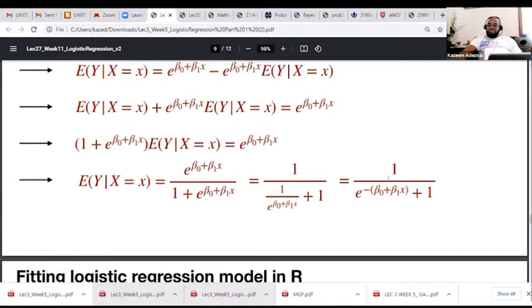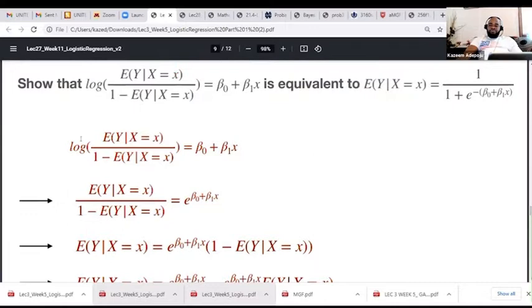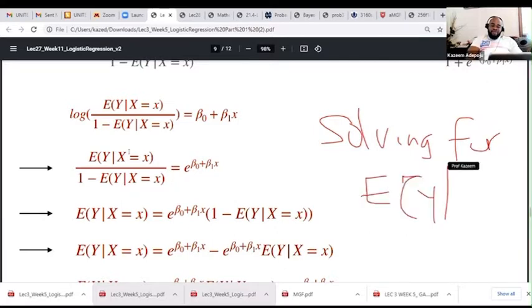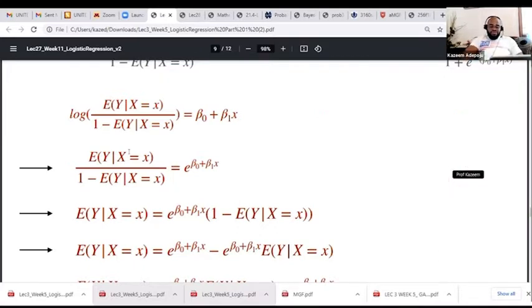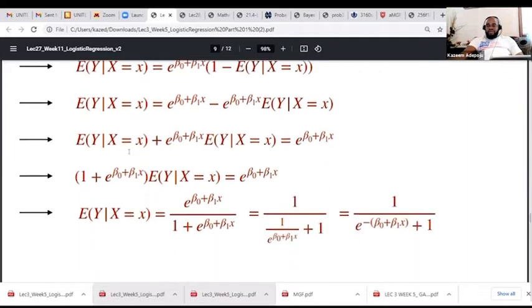So what I'm going to show you right now is basically how to go from the logit form of logistic regression to the probability form, and what we are actually solving for is the expected value of y given x equal to that. That's exactly what we're solving for. That's what I'm trying to show you right now.